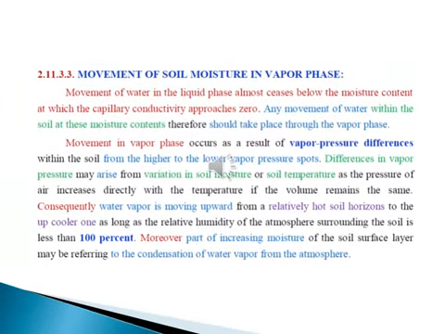Movement of soil moisture in the vapor phase occurs as a result of vapor pressure differences within the soil, from the higher to the lower vapor pressure spots.